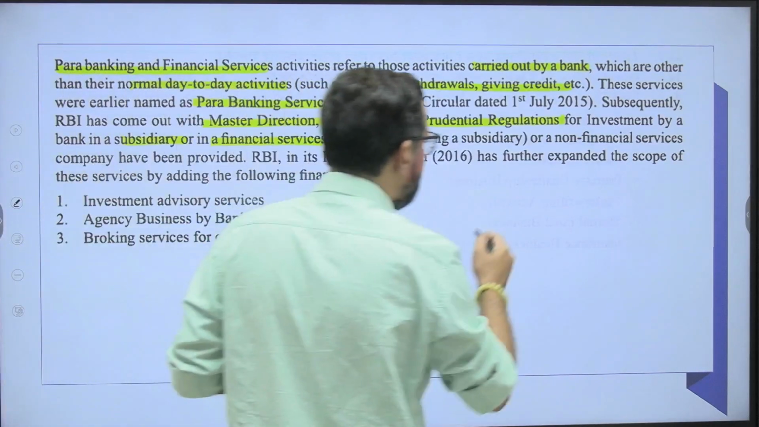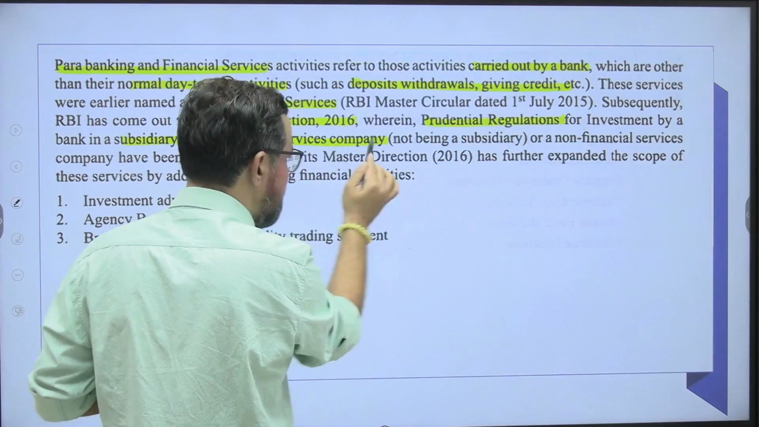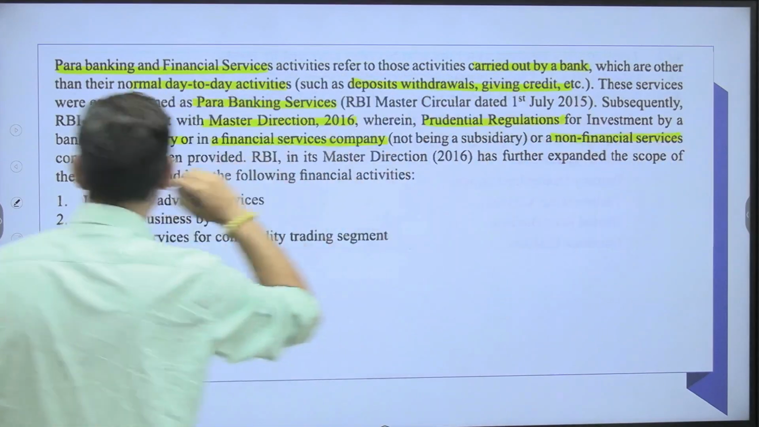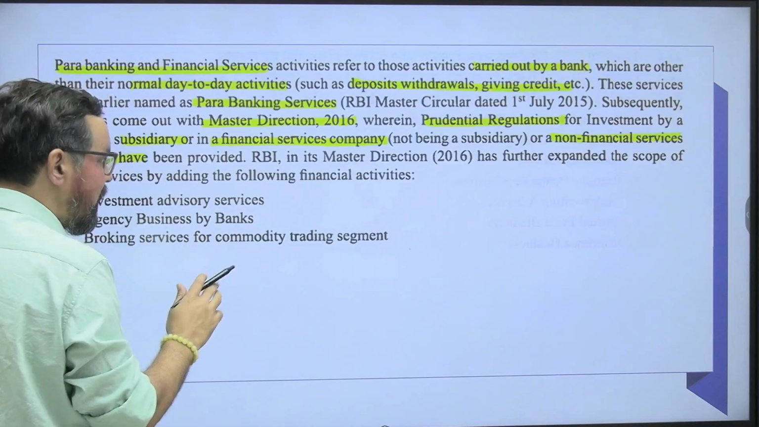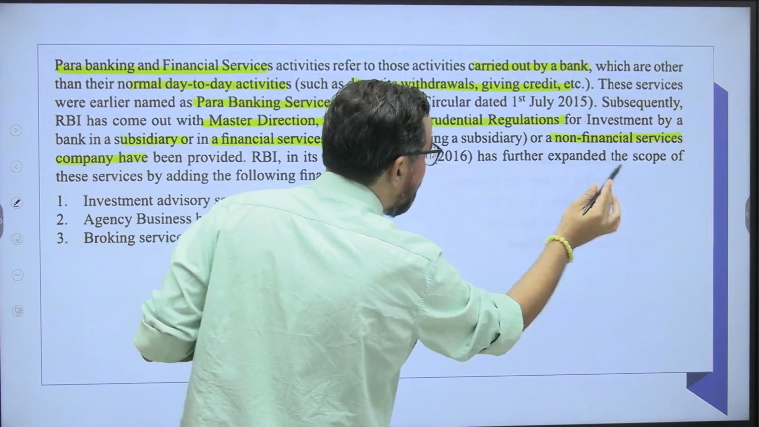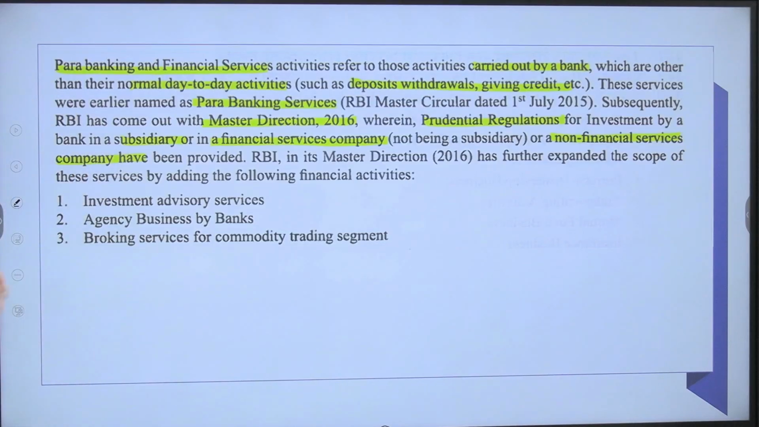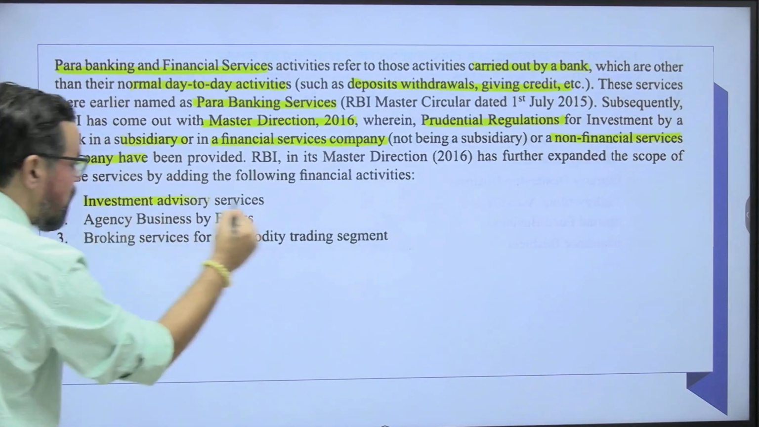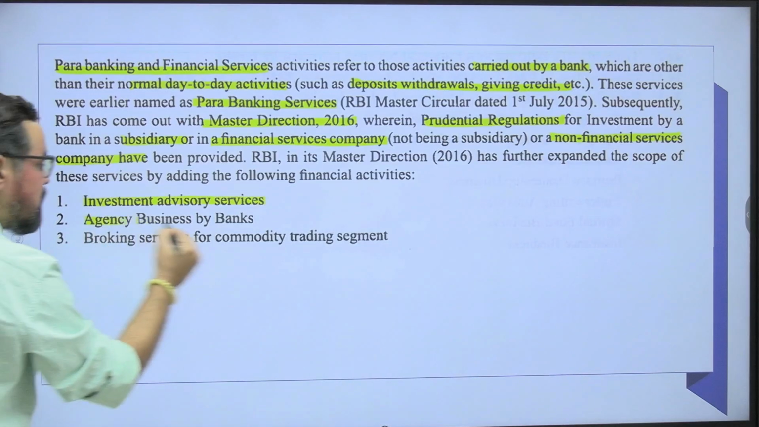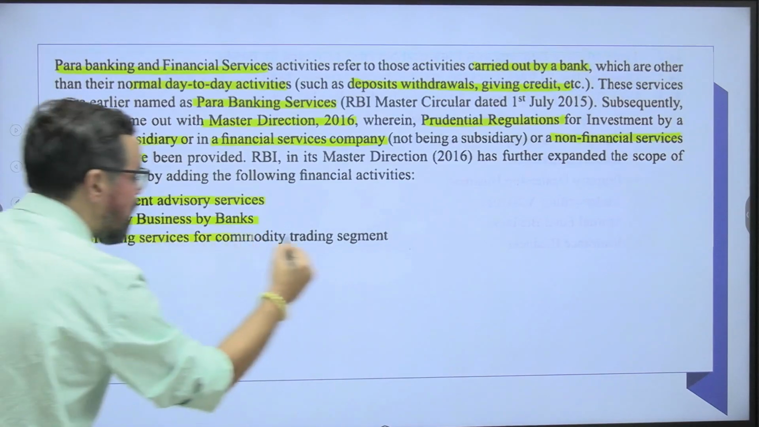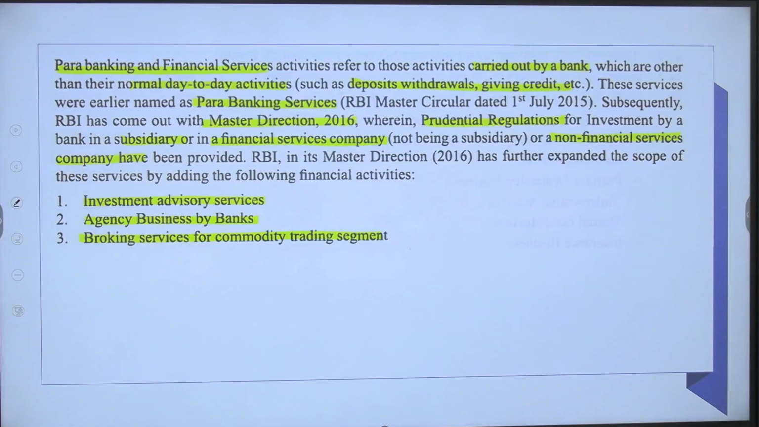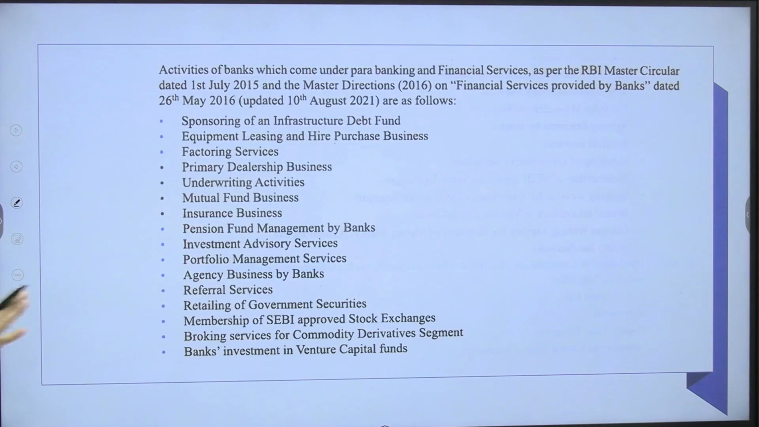Okay? So not being a subsidiary, that means a financial services company or a non-financial service company have been provided. RBI in Master Direction 16 has further expanded the scope of these services by the following activities. One is investment advisory services, agency businesses by bank, or broking services for commodity trading segment. So these are the three core areas where para banking is generally known nowadays. ठीक है, तो जो para banking है वो इन तीन नाम से आपको देखने के लिए मिलेगी. So what services generally come under this financial services category.